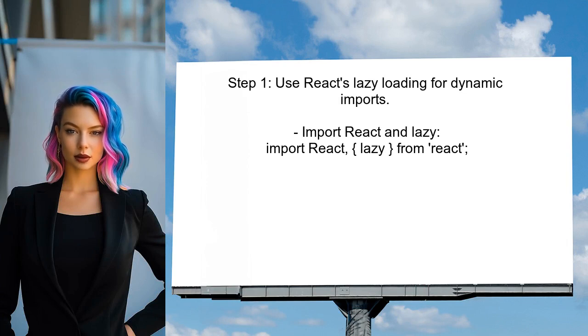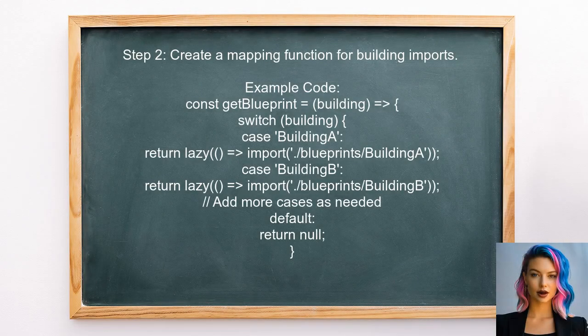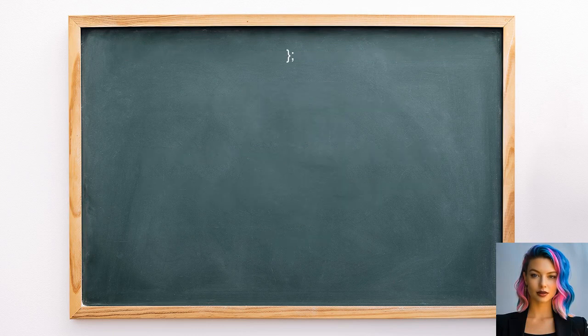selected building. This can be achieved using React's lazy loading feature. Next, the user should create a function that maps the building names to their corresponding component imports. This function will return the correct component based on the building name passed as a prop.